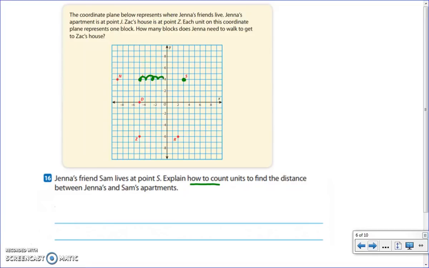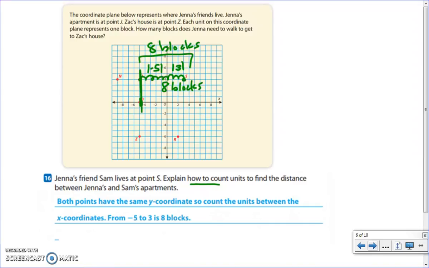1, 2, 3, 4, 5. Or we could think of that as the absolute value of -5 because we're at -5 here. And then 6, 7, 8, which would really be the absolute value of 3, that distance. So altogether we would have 8 blocks. 8 blocks that way as well. However you'd like to prefer to do it.